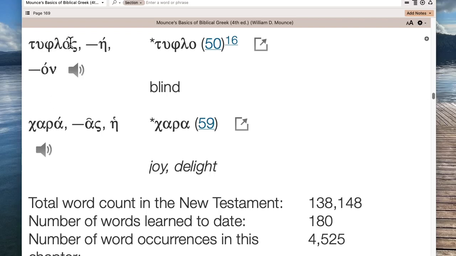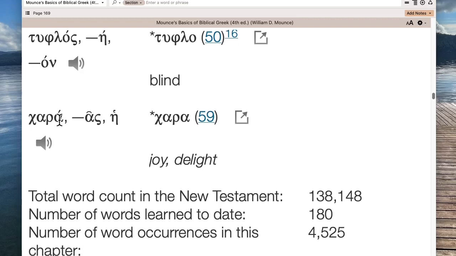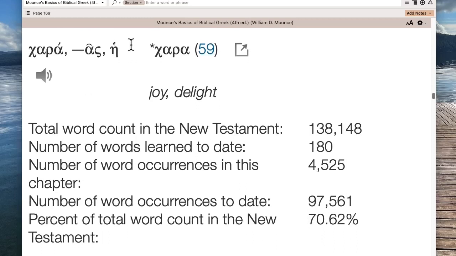Tuflos would be a blind man. Tufle, a blind woman, etc. Tuflos. And then finally, chara. Chara, it's a feminine noun in the form of hora, or we have the alpha stem, in other words. Chara means joy and delight.